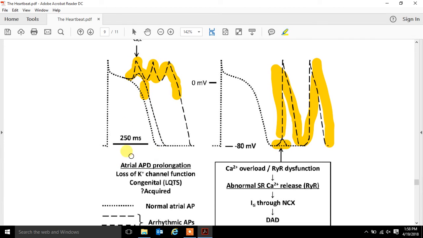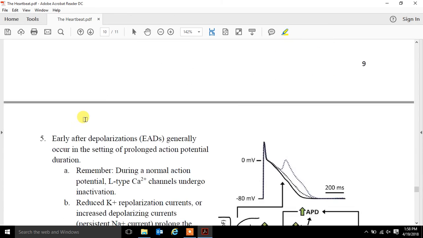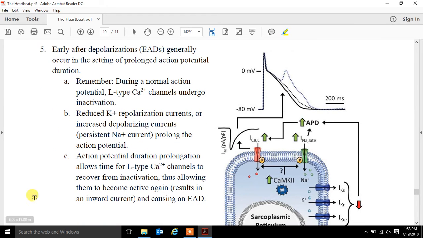So this early afterdepolarization is due to action potential prolongation, and this is usually due to abnormal SR calcium release. Let's look at it in just a little bit more detail. With the early afterdepolarizations, we know what drives the normal action potential within a cardiomyocyte.